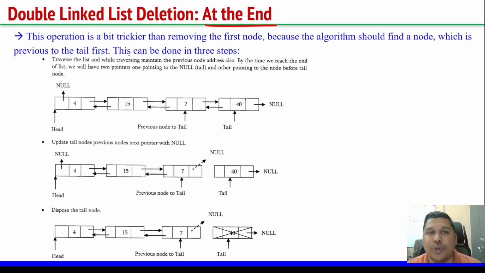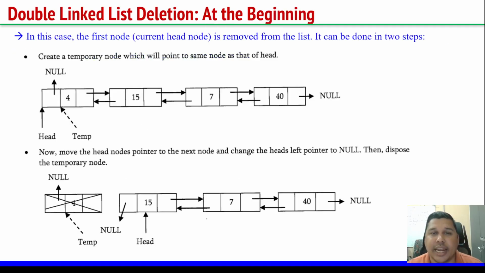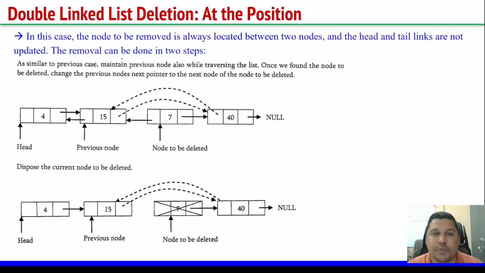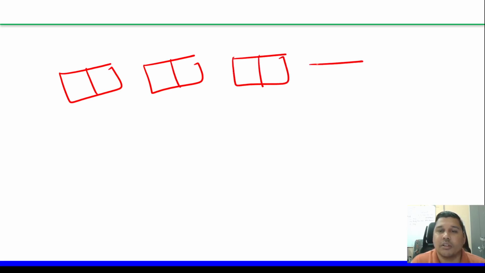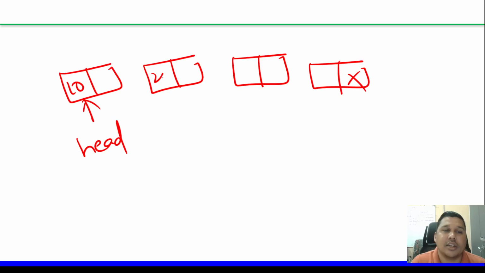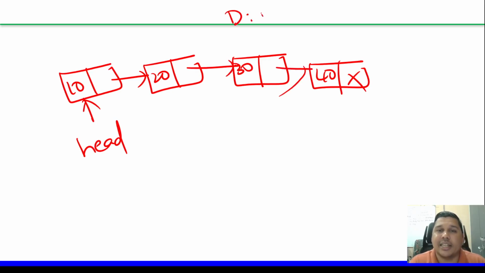How we delete an element at the end of a single linked list. I will use some free space here. So if there is a single linked list like this, this is null, this is your head, it has elements 10, 20, 30 and 40. It may point in this direction. The goal here is to delete at the end. This node I have to delete.